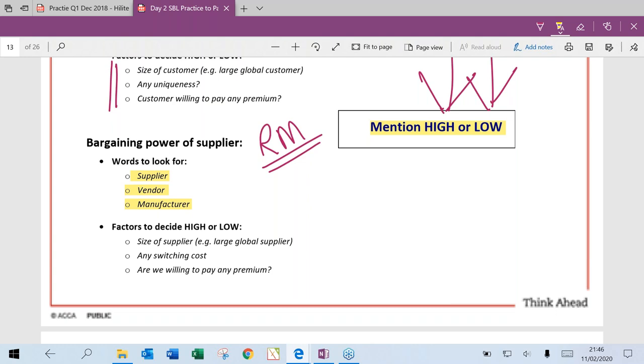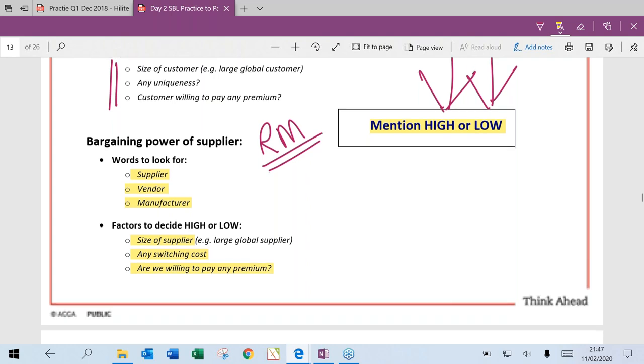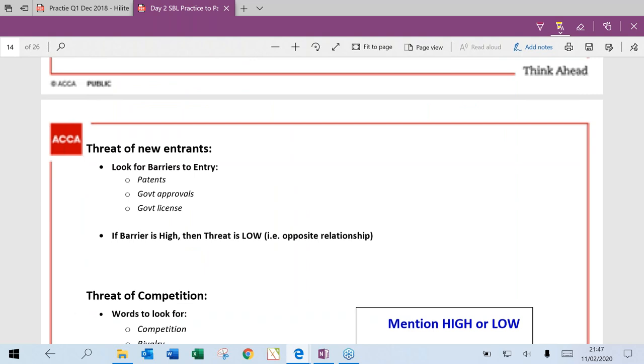How to decide whether supplier power is high or low? Again, the same points: the size of the supplier. Is there any switching cost? Switching cost means whether we are able to switch supplier easily or not, whether there is any penalty or not. If we are not able to switch suppliers easily, that means supplier power is high and our power is low. Are we willing to pay any premium? Threat of new entrants. So we have to look for barriers to entry. Now this concept is very important.